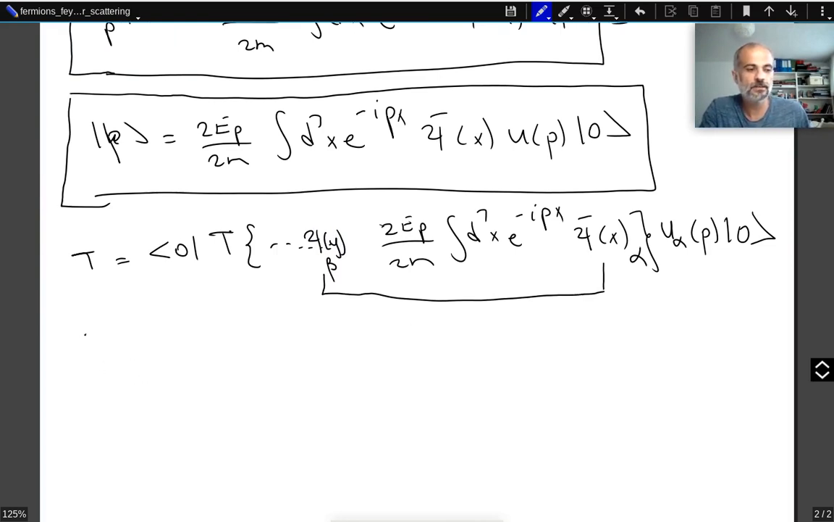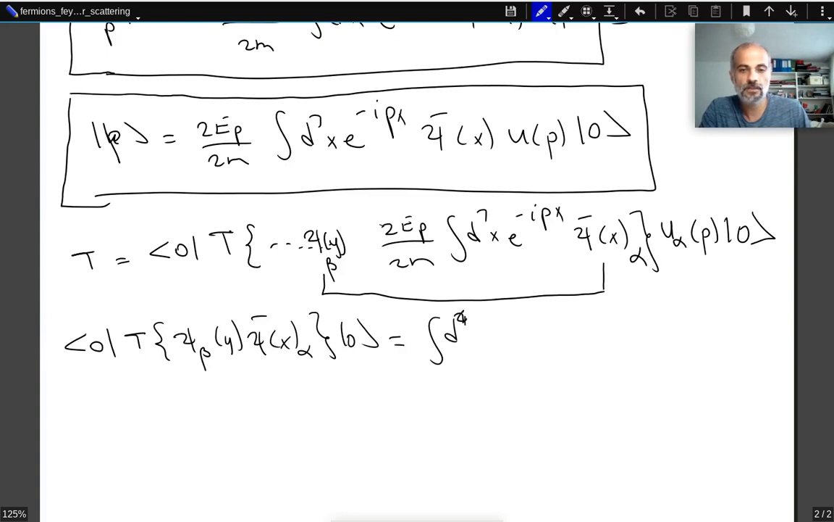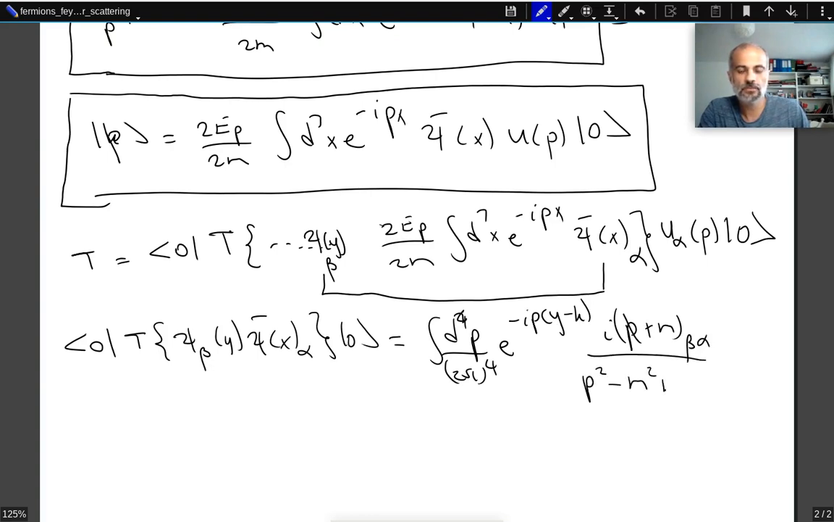We had already calculated that this contraction, psi beta of y, psi bar alpha of x, is equal to the integral d4p divided by 2 pi to the 4, e to the power minus i p (y minus x), i (p slash plus m) beta alpha divided by p squared minus m squared plus i epsilon. This is something that we had already derived in our earlier videos.